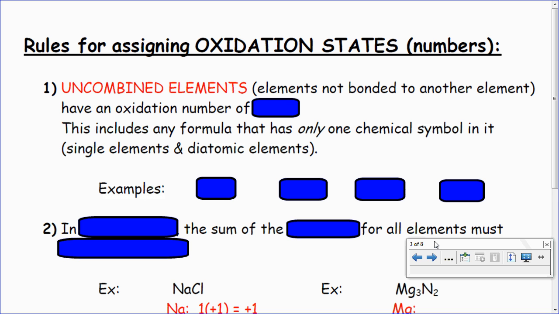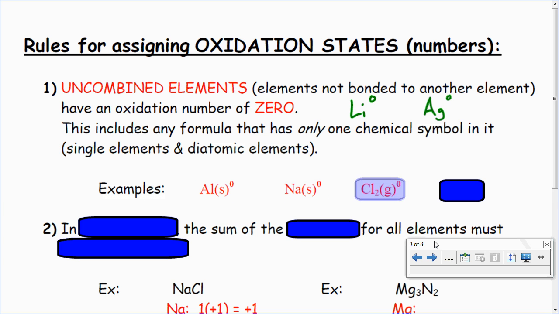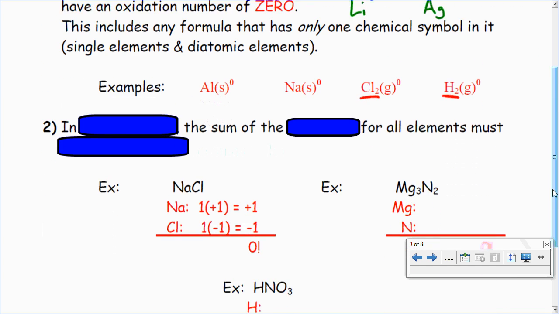Uncombined elements, those not bonded to another one, have an oxidation number of 0. So if you see just lithium by itself in a formula, its oxidation state is 0. Ag, 0. If it's not with another element, its oxidation state is 0. Examples: aluminum solid, sodium solid, chlorine gas, and hydrogen gas. Remember, these are the diatomic 7s, the Hofbrinkels. Those are considered pure elements, even though there are packages of 2 in that particular example.